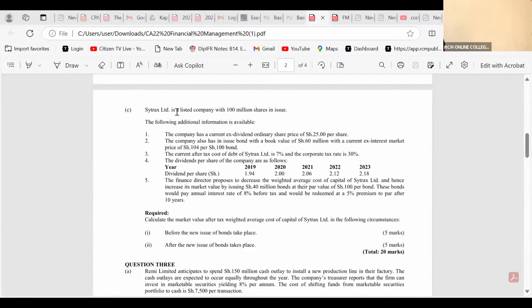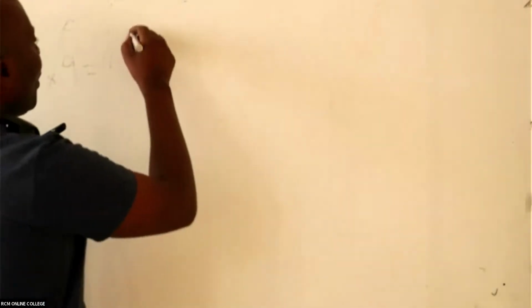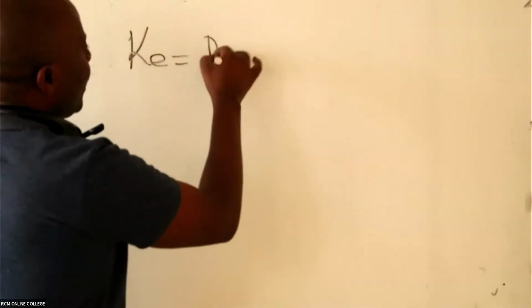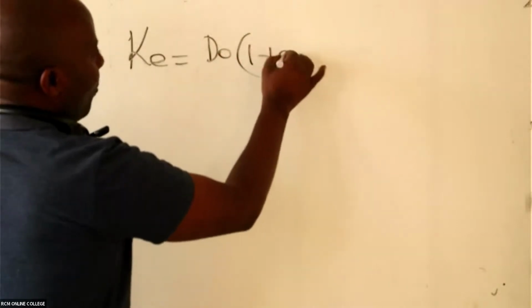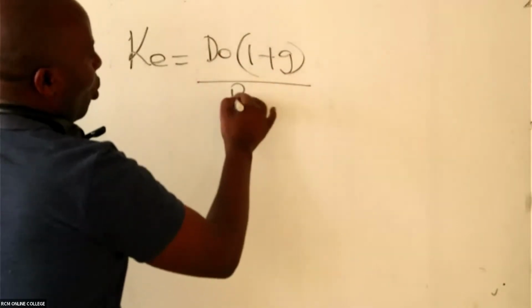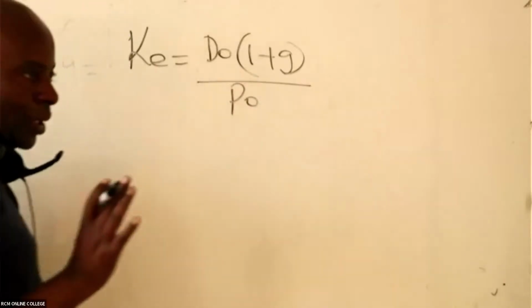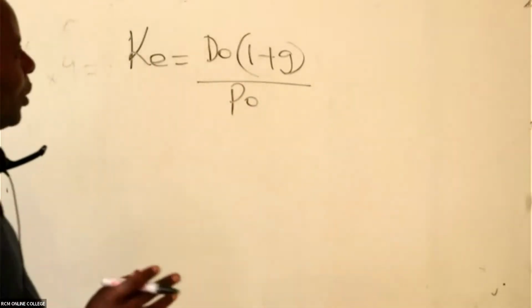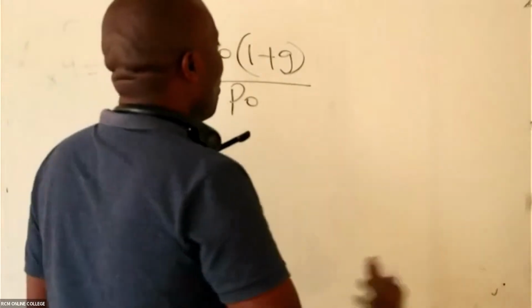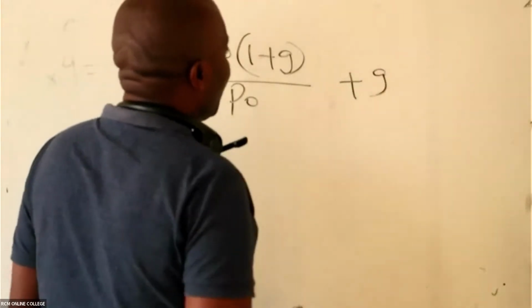So then we shall go straight away to the cost of equity formula now, because that's what I was waiting for. How do we get the cost of equity? To get the cost of equity, we take D0 into 1 plus the growth rate we have completed, all over P0. There are no flotation costs in this question. We have an independent growth rate.